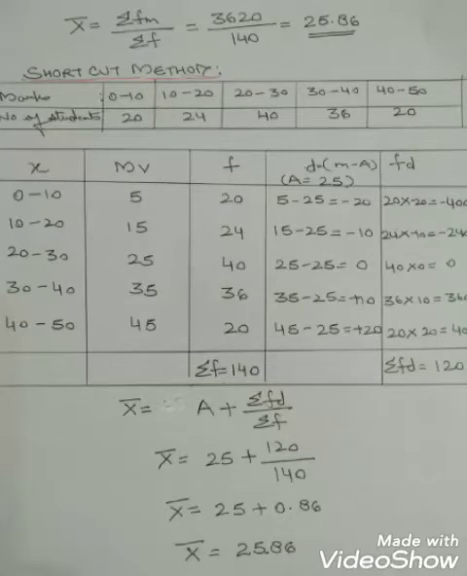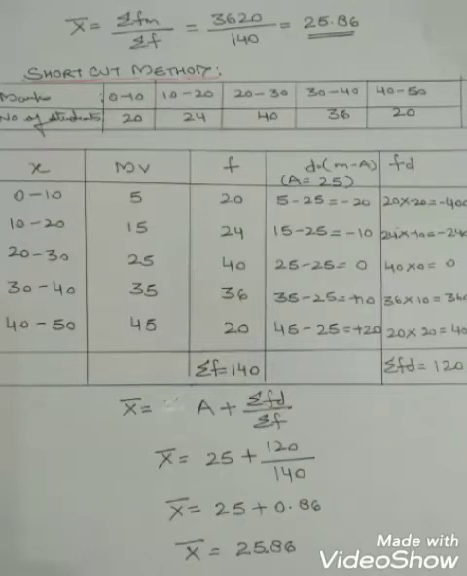The formula is arithmetic mean equals sigma FM upon sigma F. So our sigma FM is 3620 and sigma F is 140. If we divide 3620 by 140, we get 25.86, and that is our mean. Right? Now let's see how we can calculate mean by the shortcut method under frequency distribution.